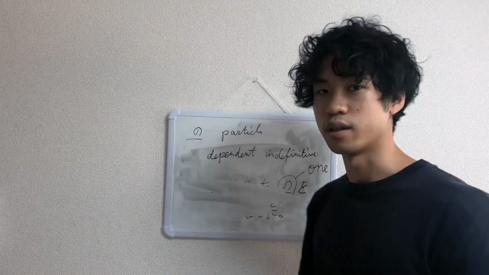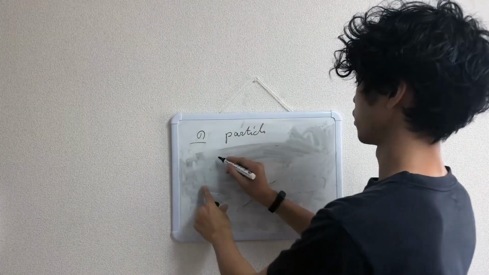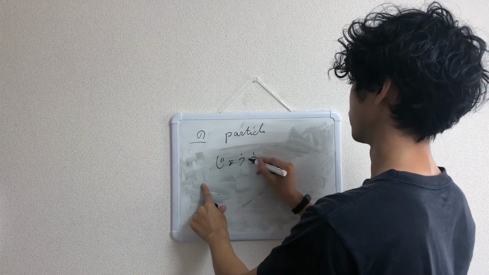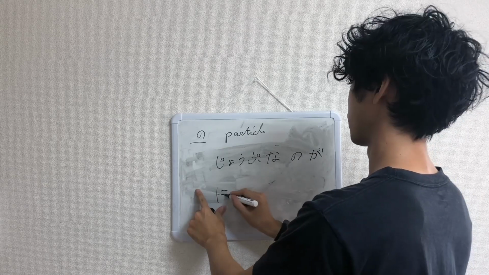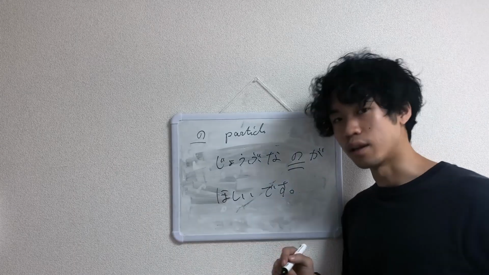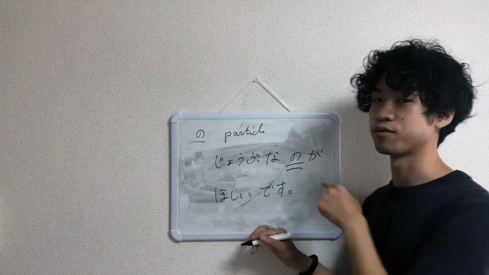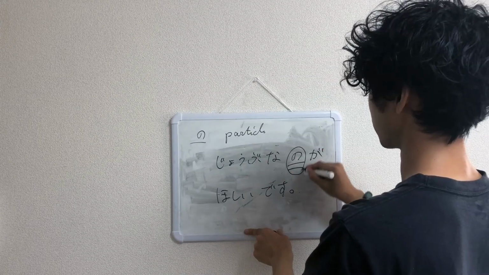Whether it's going to be pen, because it appears a lot today. Let's do another example. 丈夫なのが欲しいです。See, here's no. 丈夫な, sturdy or tough, が欲しいです。I want. So I want a tough one. I want a sturdy one. So here is again one.